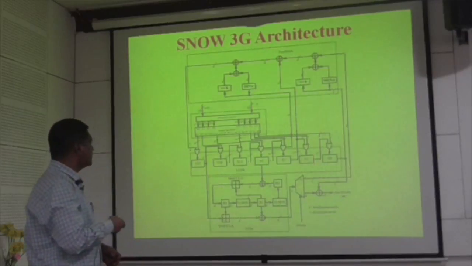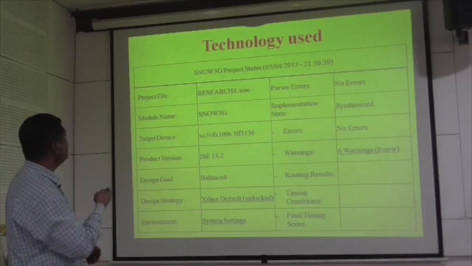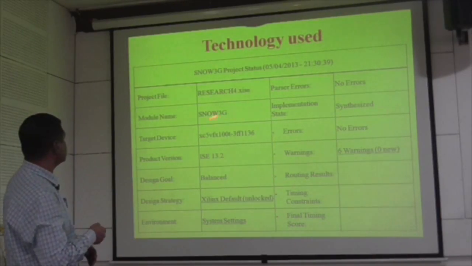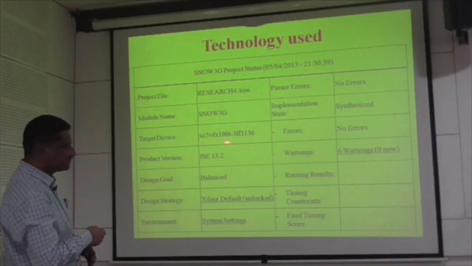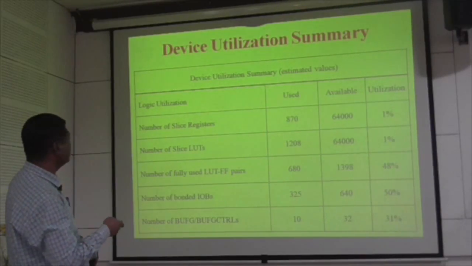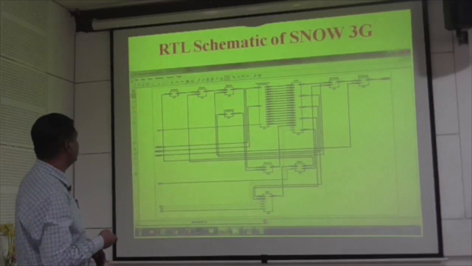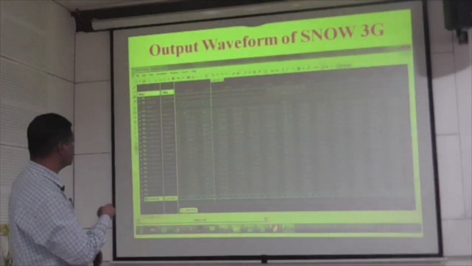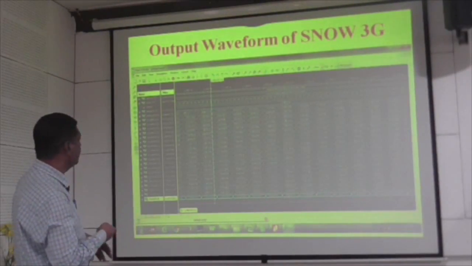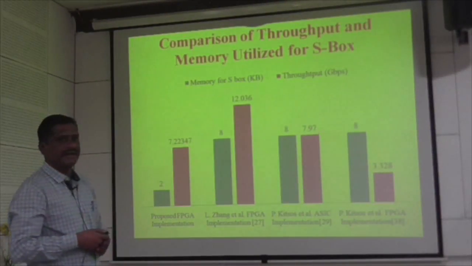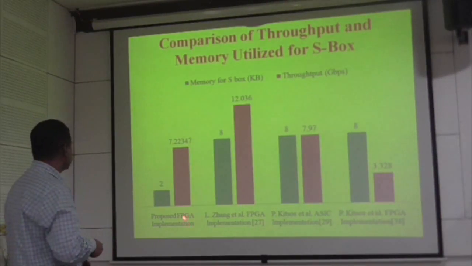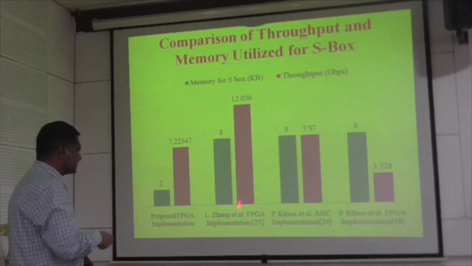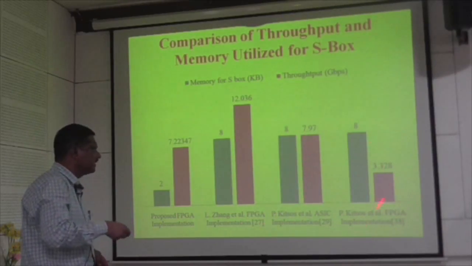Now here this is the Snow 3G architecture which I have implemented. This is the tool which I have used. This is the Virtex device I have used in this particular case. These are the hardware consumption figures. This is the RTL schematic and this is the simulation window for the same, and this is the comparison. This is the architecture proposed by us, and this is the architecture proposed by other researchers.